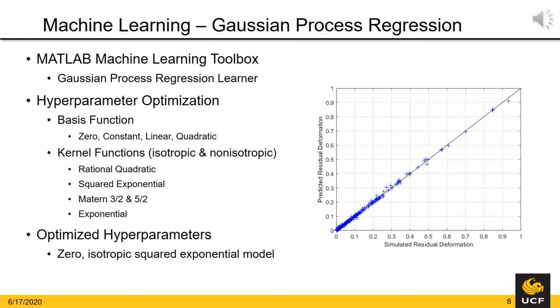The figure on the right-hand side illustrates the prediction performance of the surrogate model at the design points. The leave-one-out approach was chosen here, meaning the design point for which the residual deformation was predicted was not included in the training set of the surrogate model. The prediction accuracy is very good, especially for lower residual deformations.